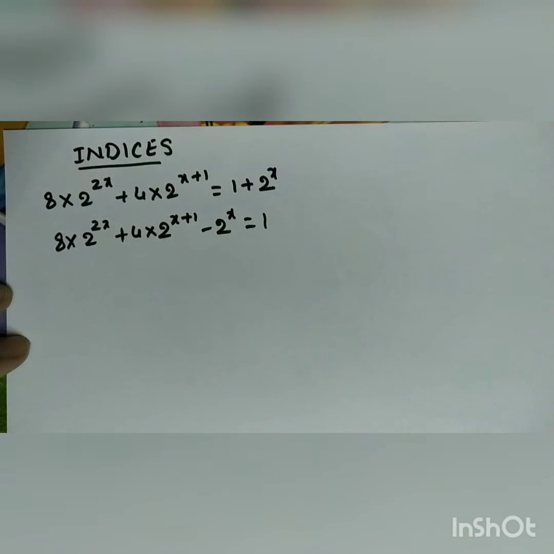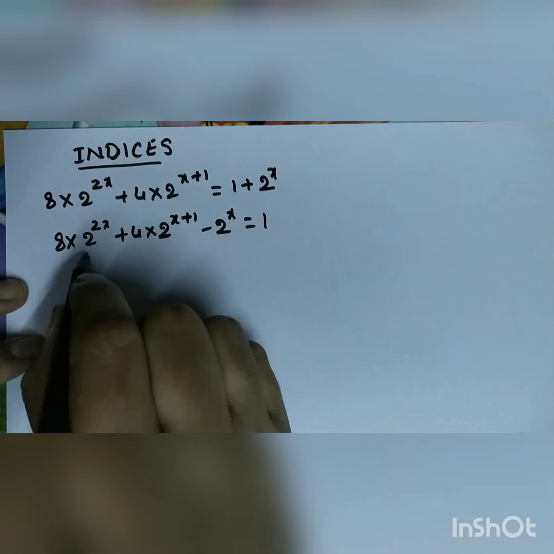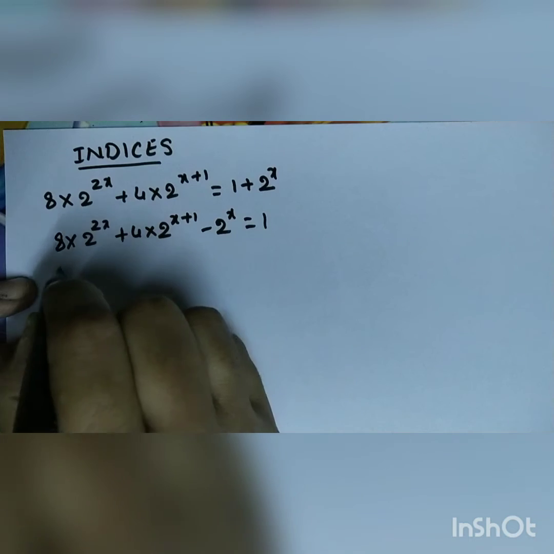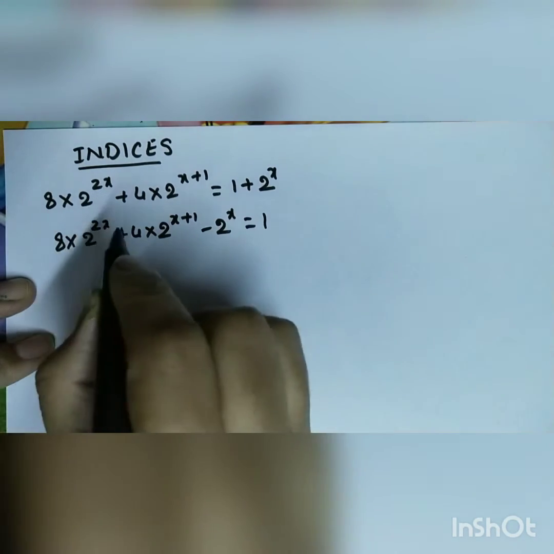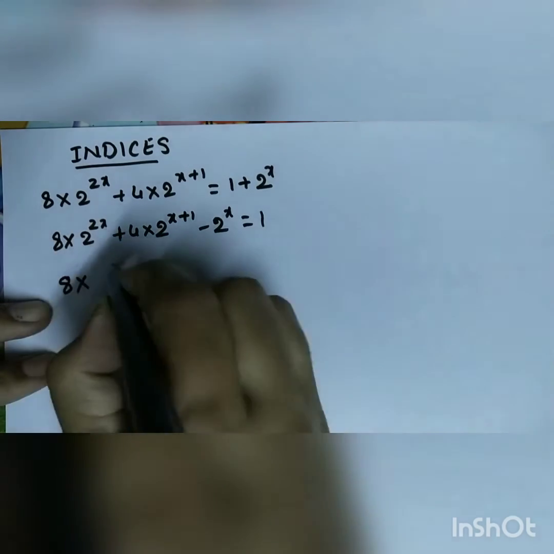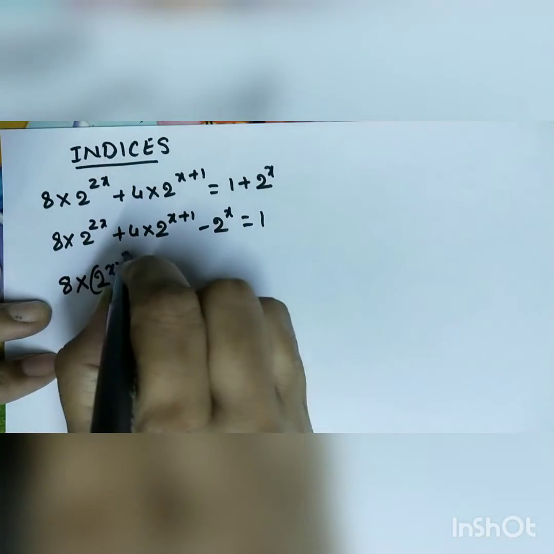To further simplify this equation, in the first term I'm going to apply the power law. The power law says that whenever we have a raised to the power m raised to the power n, the answer we get is a raised to the power mn. The same thing I'm going to apply here. So I'll keep 8 as it is, and here I'm going to raise this 2 raised to the power x raised to the power 2.